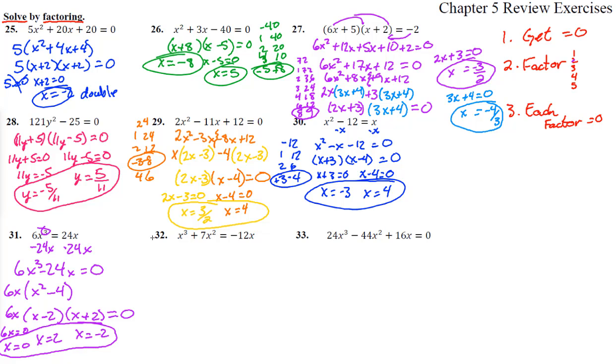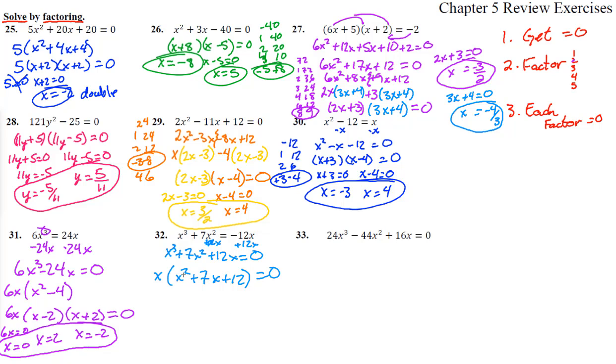All right, number 32. We've got to get it equal to 0, so add 12x to both sides. X cubed plus 7x squared plus 12x equals 0. Notice we added 12x to both sides to get the 0. Greatest common factor: there's an x everywhere. So we're at x times (x squared plus 7x plus 12) equals 0.